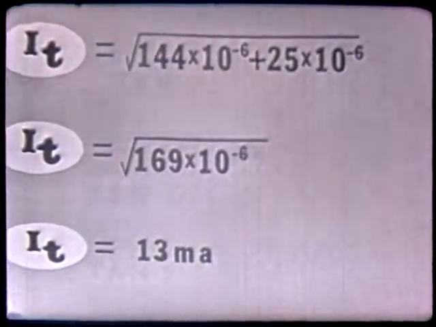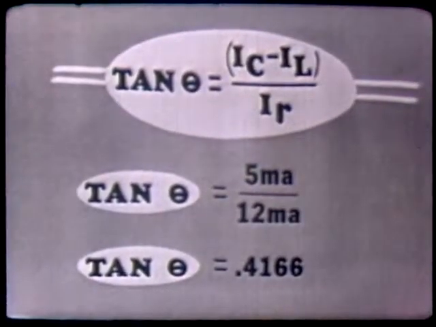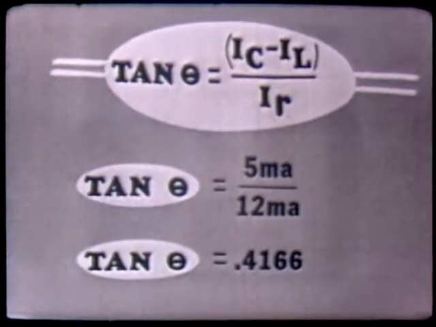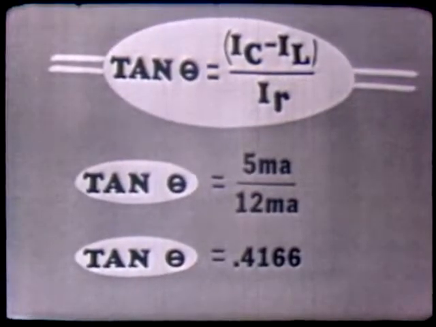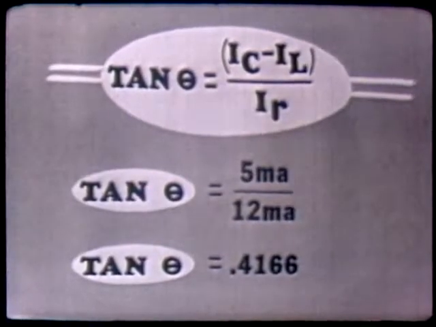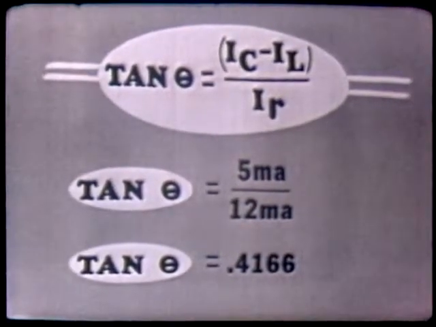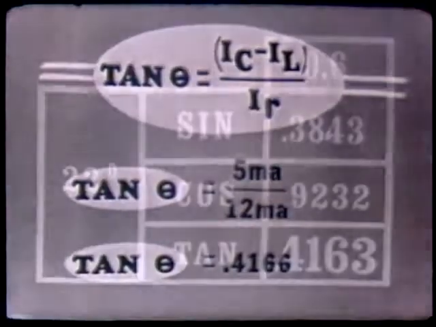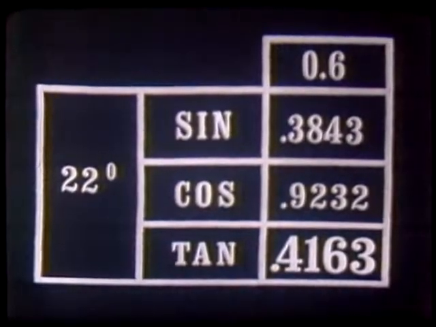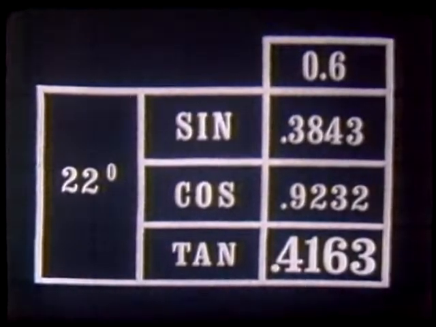What about the angle of our current? Well, we can use the tangent trig function rather than a protractor to determine this angle. And the tangent of angle theta is equal to IC minus IL divided by IR. Substituting into this then, you can see that the tangent of angle theta is equal to 0.4166. Well, looking at our trig table then, we can see 0.4166 is nearest to the tangent of 0.4163, which once again is 22.6 degrees. So here we have determined our phase angle using our tangent trig function.